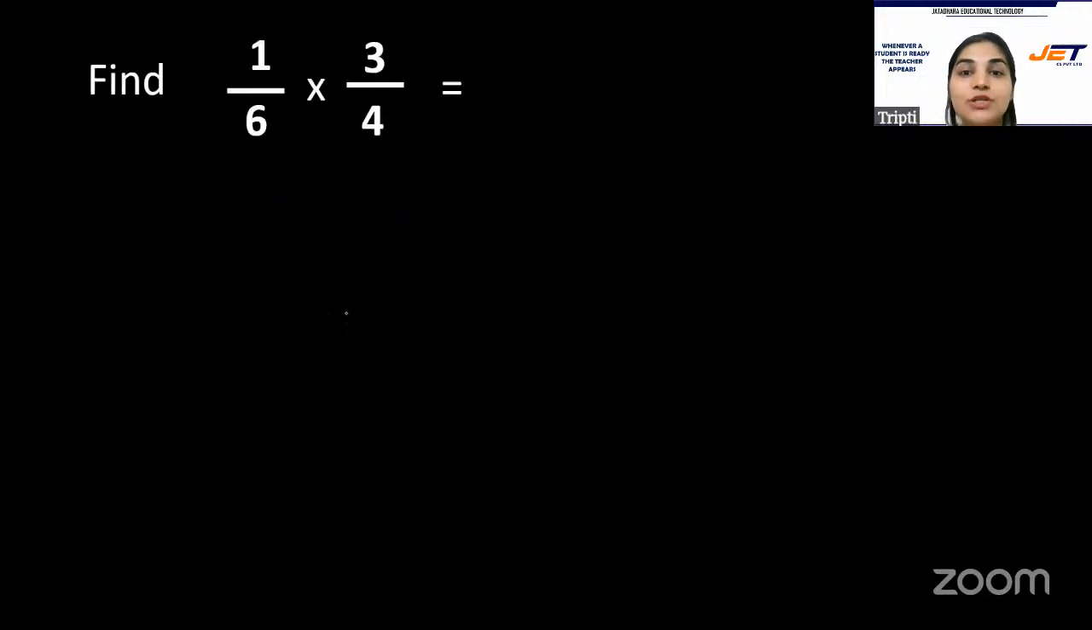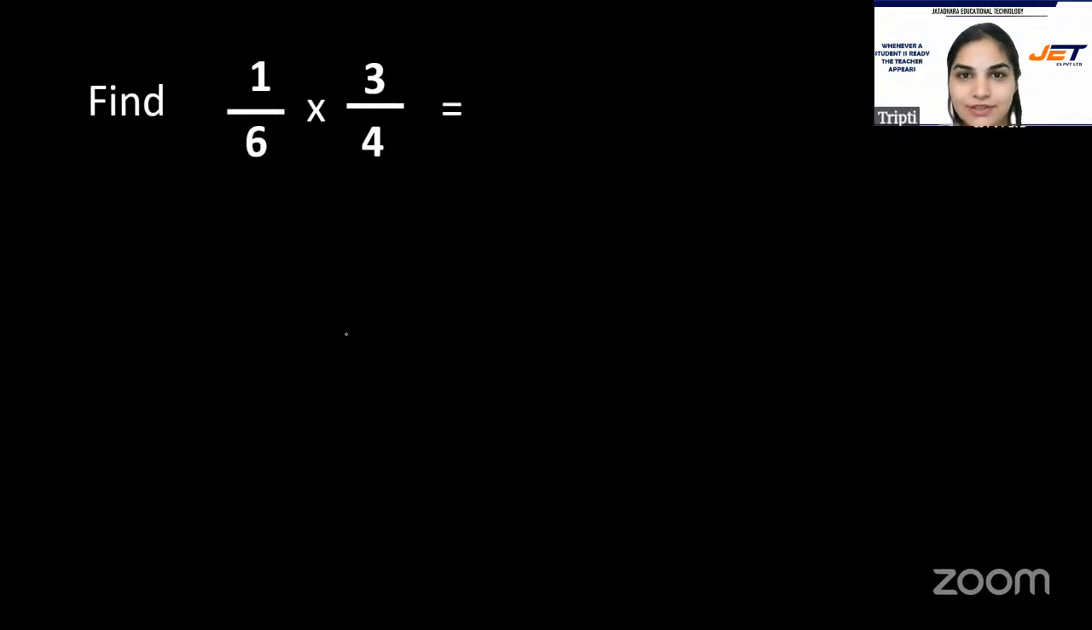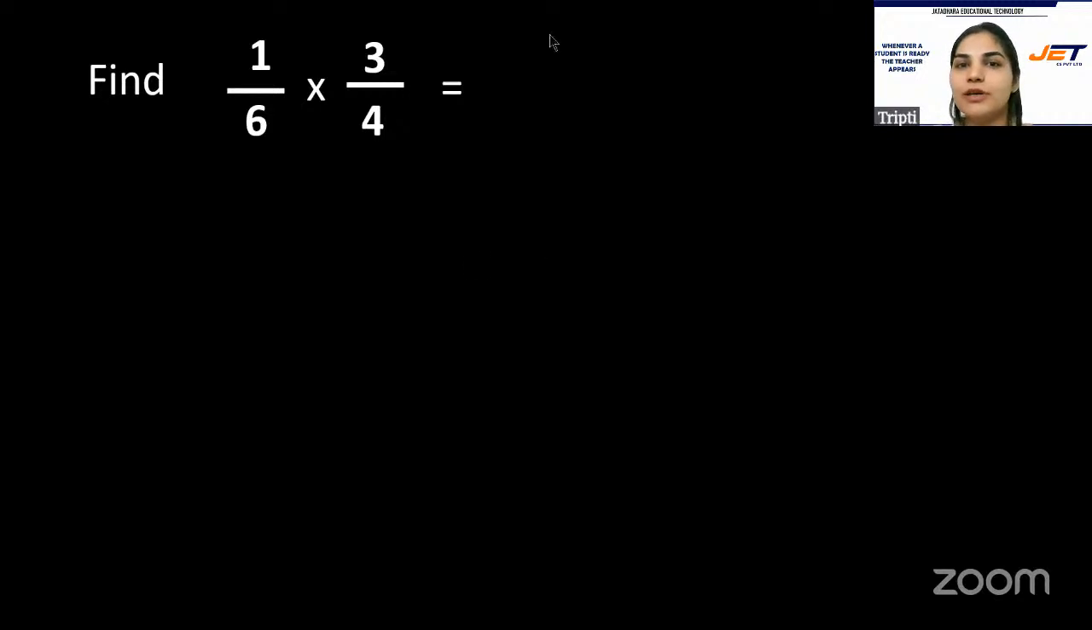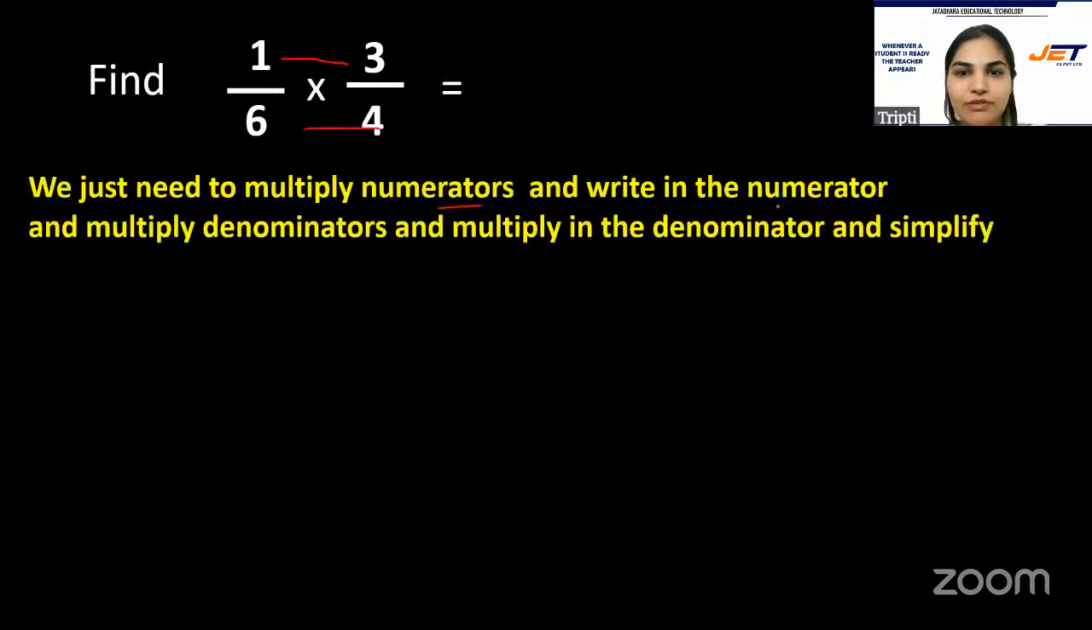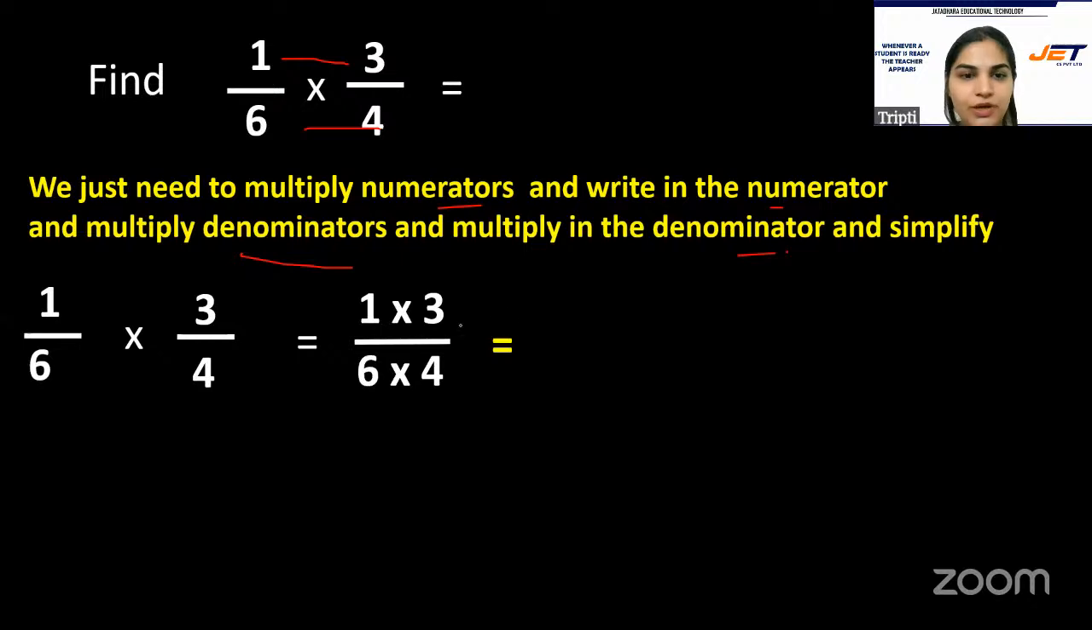Now we will see multiplication of fractions, which is the easiest to do in fractions. To multiply the fractions, you just need to multiply the numerator with the numerator, denominator with the denominator. That's it. So 1 by 6 times 3 by 4. First, you have to do 1 times 3, 6 times 4. Multiply numerators and write in the numerator. Multiply the denominators and write in the denominator, and then simplify. 1 times 3 is 3, 6 times 4 is 24.